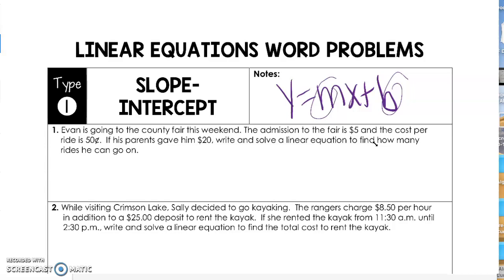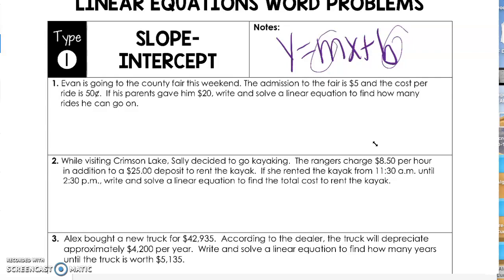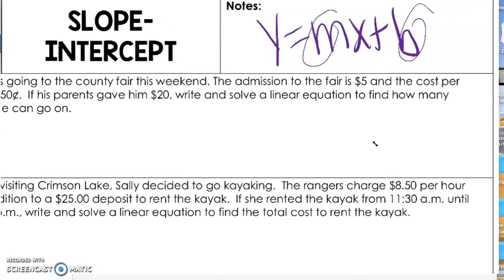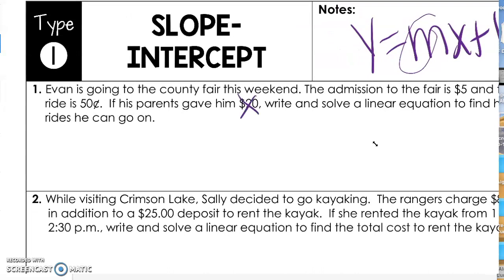A lot of times you look for the word per. If that's not in there, then it's something similar to that. So if we look at number 1, Evan is going to the county fair this weekend. The admission to the fair is $5 and the cost per ride is 50 cents. If his parents gave him $20, write and solve a linear equation to find out how many rides he can go on. So we actually don't use the 20 yet. That's going to be the hard part, is you're going to get numbers you don't need right away. We'll go back to that in just a minute.